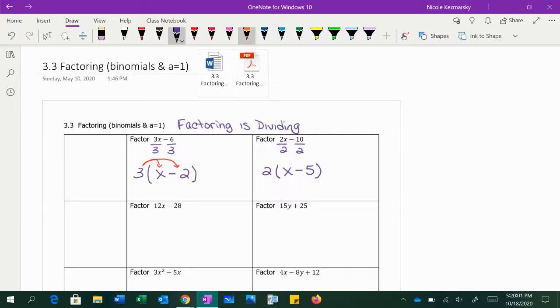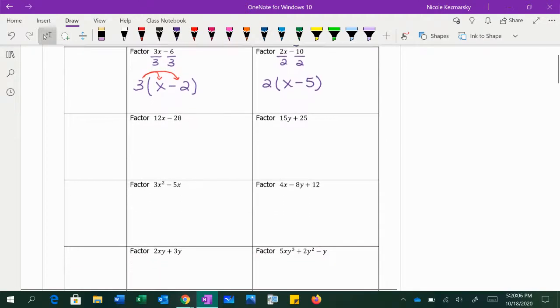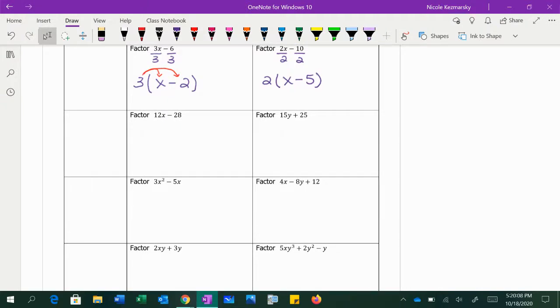So if we look at the next example, we've got 12x minus 28. So we have to figure out what we can divide 12 and 28 by so that we can factor that out. Well, I know 12 is divisible by 2 and 6. 28 is divisible by 2, but not by 6. 12 is divisible by 3 and 4. And 28 is divisible by 4, but not 3. So the biggest number that we can pull out here seems to be a 4.